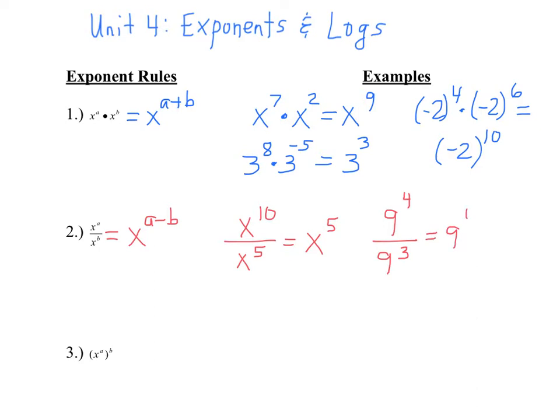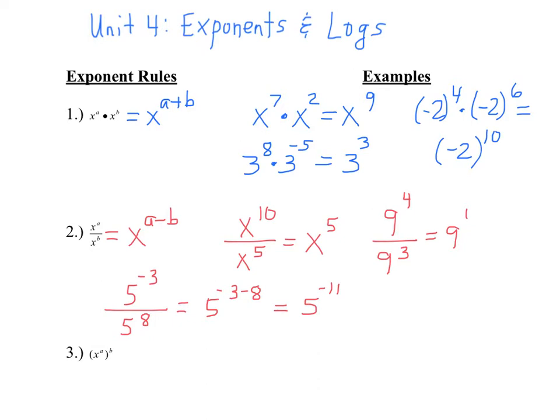Okay? So when you are dividing and you have the same base, you want to make sure that you are subtracting. Let's do one more quick one. How about 5 to the negative 3 all over 5 to the 8th? Well, this would be 5 to the negative 3 minus 8, which is 5 to the negative 11. Okay?